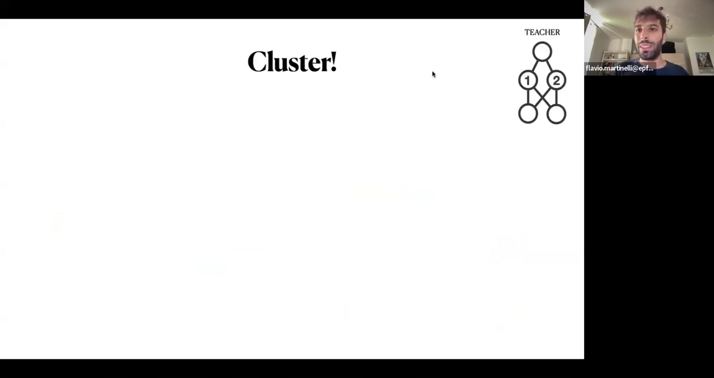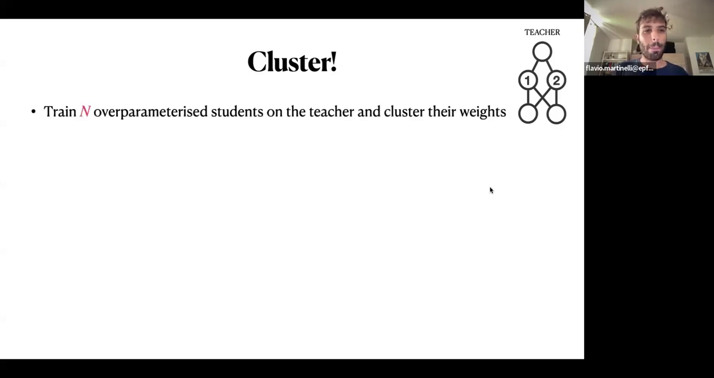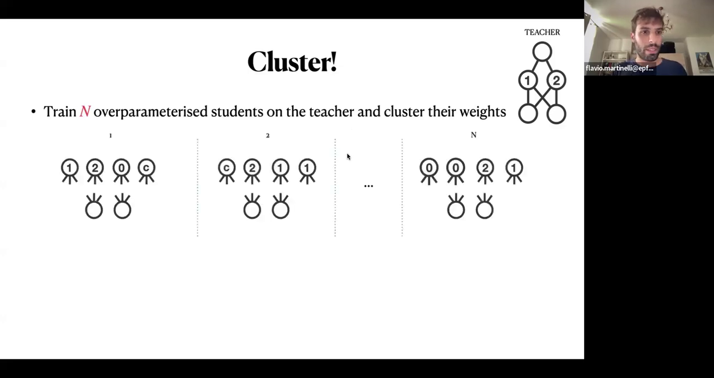So the solution would be, let's cluster. Here I'm showing a very, very small teacher with just two neurons, number 1 and number 2. What I want to do is train not one overparameterized student, but n overparameterized students on this teacher. And then I will cluster their input weight vectors. So let's say I train student network number 1. It learns to duplicate teacher neuron number 1 and teacher neuron number 2. Then there will be a zero-type neuron and a constant-type neuron. And then I can see different combinations of these in the different student networks that I trained.